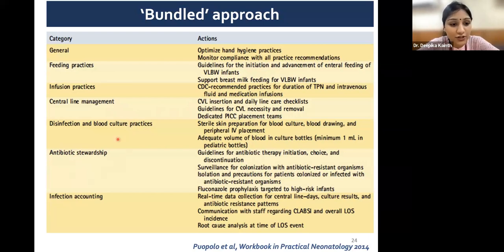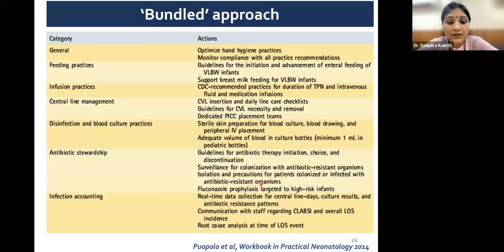Then antibiotic stewardship, because these are all the risk factors that we mentioned. In risk factors, we saw that antibiotic usage in the period before the occurrence of CLABSI was associated with increased risk of CLABSI with resistant organisms. So there should be clear guidelines in the unit for antibiotic therapy initiation and discontinuation. There should be clear surveillance for colonization, and isolation and precautions for the patients who are colonized with antibiotic resistant organisms.